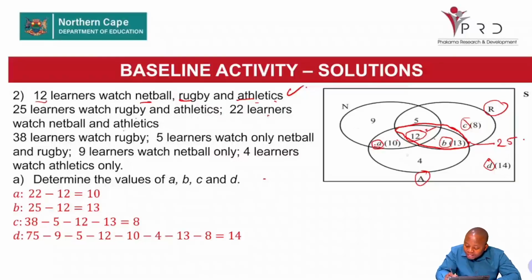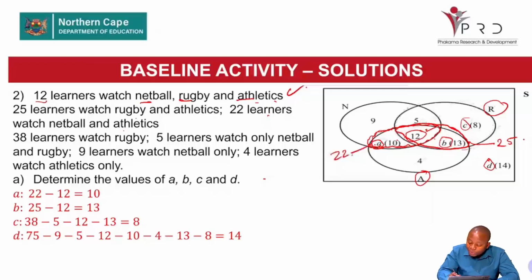22 learners watch netball and athletics. So it's only 22 learners watching netball and athletics. So this intersection again, this one is 22. What else are we told? We are told that 38 learners watch rugby. So the whole of this event rugby is 38, all of it together. Now, let us calculate number A.